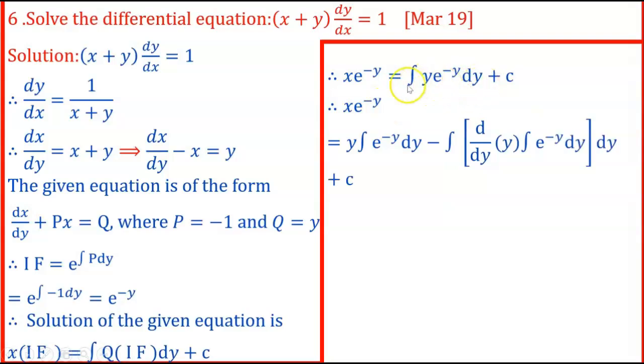Now here, integration by parts. Algebraic and exponential: first function times the integral of the second, dy, minus the integral of the derivative of the first times the integral of the second, bracket complete, dy + c. Therefore, what is the integral of e^(−y)? It is e^(−y) upon −1. That is, overall you will have −y e^(−y) minus the integral. What is the derivative of y with respect to y? It is 1. What is the integral of e^(−y)? It is −e^(−y), dy + c.